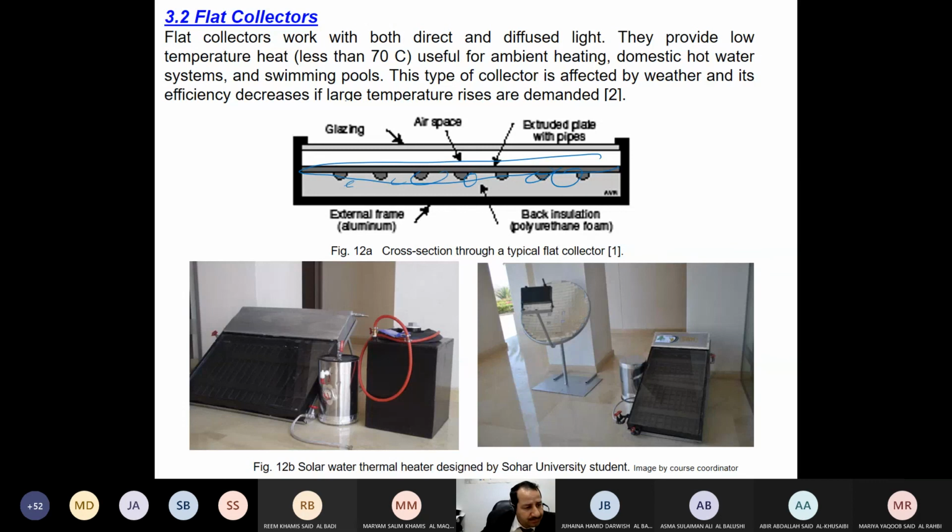Our students, Sohar students, maybe 12, 13 years back, manufactured it. It was part of the course, they manufactured systems, solar collectors or whatever it is. These are mechanical engineering students. You see the pipe here, water flows through the pipes, gets heated, and then we store it in a storage tank. I will stop here.